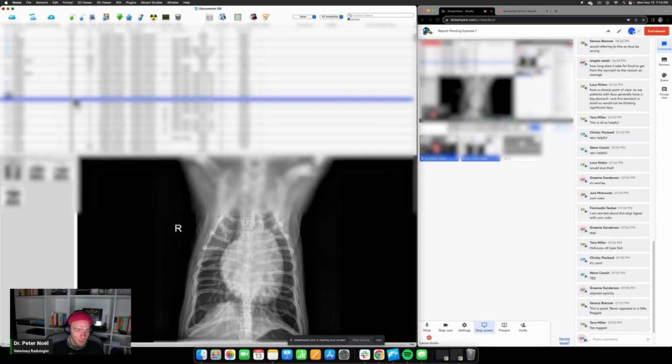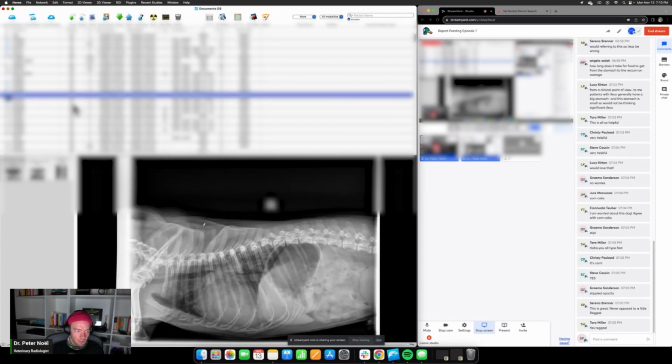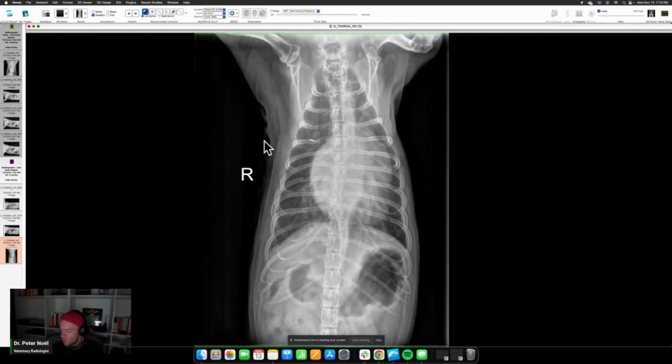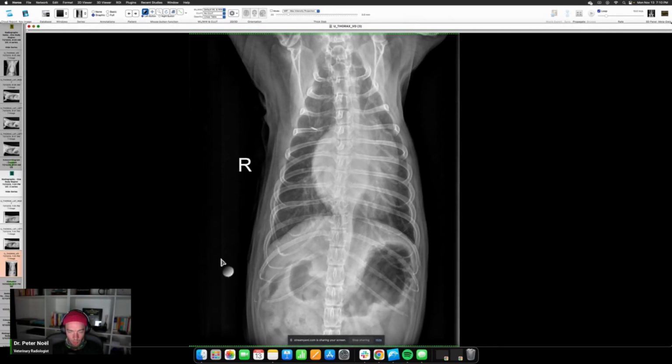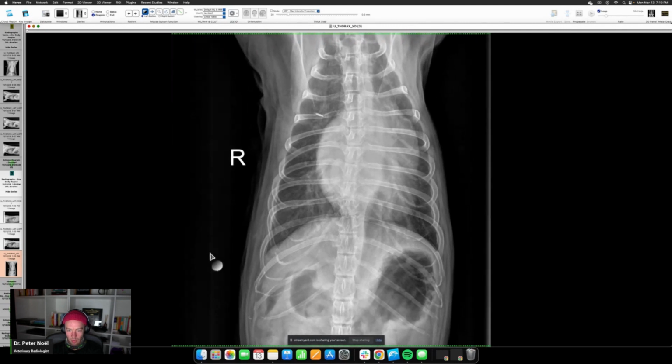I want to get that lung for Graeme. Oh, there we go. Where was it? Boom. Okay, Graeme. I'm going to find the next case, but you were talking about the lung. Which lung, which view rather, did you want me to zoom in on?